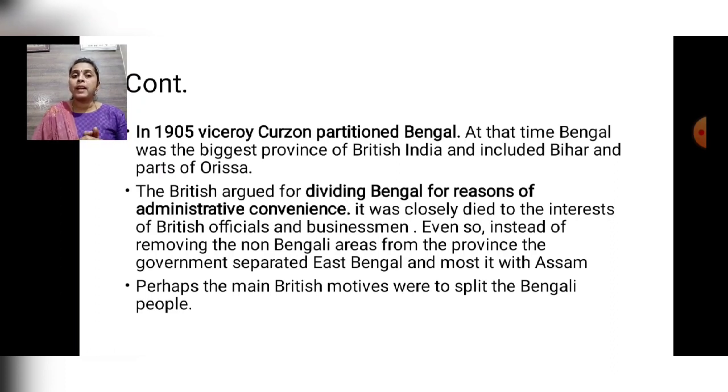The British argued for dividing Bengal for reasons of administrative convenience. When they were asked why they had partitioned Bengal, they started giving so many excuses. It was closely tied to the interests of British officials and businessmen. Even so, instead of removing the non-Bengali areas from the province, the government separated East Bengal and joined it with Assam. If it was only administrative convenience, there was no need to partition Bengal into East and West Bengal. Orissa and Assam were also attached to Bengal.